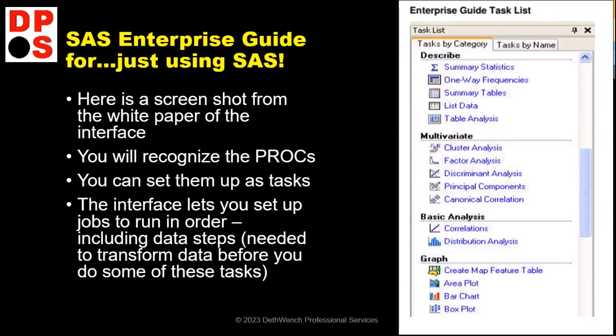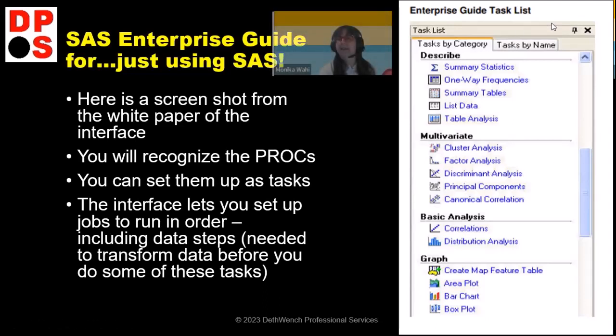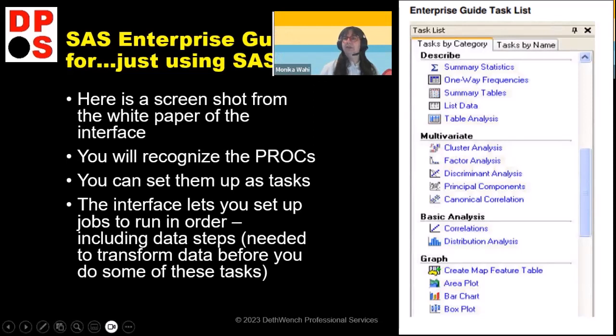So if you're not trying to integrate anything, look at how complicated this task list is. This is from Sunil's paper, right? So if you can see this, I told you it looks sort of like Windows XP. What you have to imagine is there's sort of this panel and you can drag these out. You can drag out a factor analysis. You can drag out this PROC FREQ over here, this one-way frequency, and you can set them up as tasks.